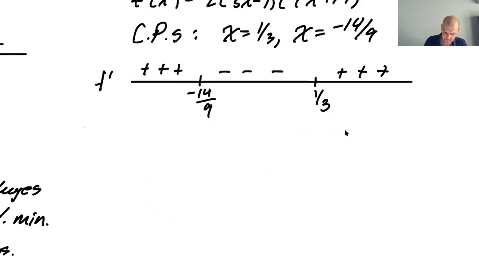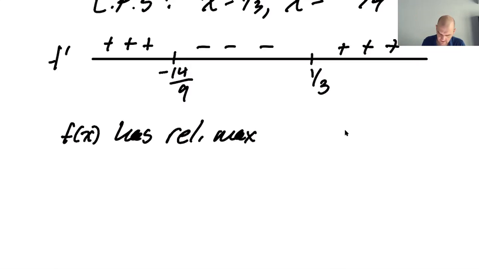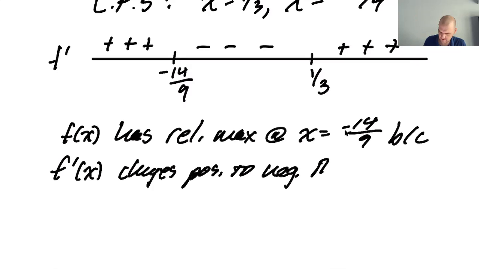Okay, let's write our answer. f prime goes positive to negative, so f of x has a relative maximum because f goes from increasing to decreasing. So f of x has a relative maximum at x equals negative 14/9 because f prime of x changes positive to negative there.